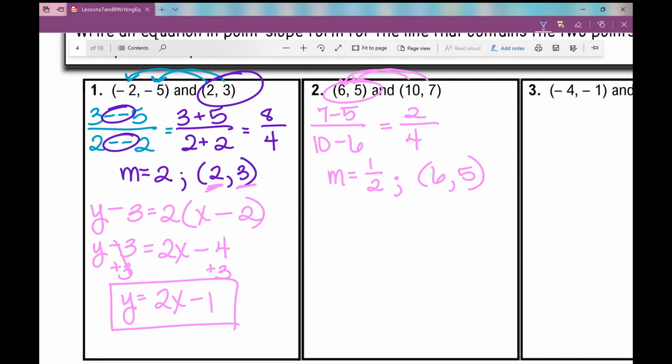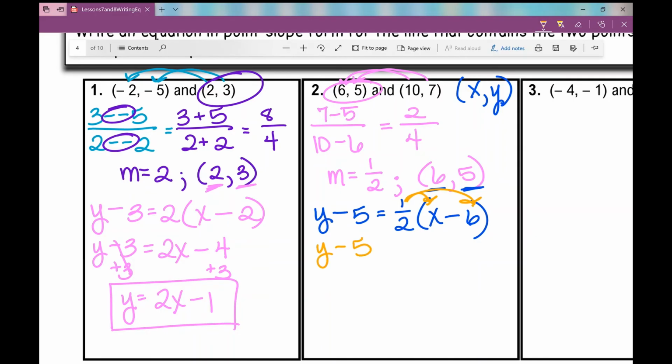So now, point slope form, what do we do? Y minus 5 equals, what comes next? My slope of 1/2 times x minus 6. And if you need to, write your ordered pair x comma y. I have a lot of students who do that because some students, when they're doing all this algebra, they just get confused. Okay, so now I'm going to distribute this 1/2 into each term on the inside of those parentheses.